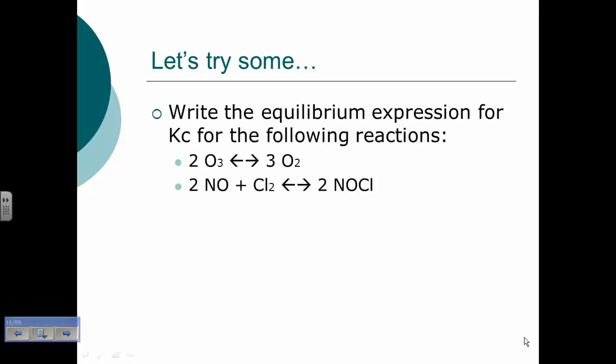What might that look like? Take down a guess. We have 2 units of NO with 1 unit of chlorine in dynamic equilibrium with 2 units of NOCl. Think products over reactants. The stoichiometry determines the power with which we raise the orders. Brackets stand for molar units. Take down a guess.